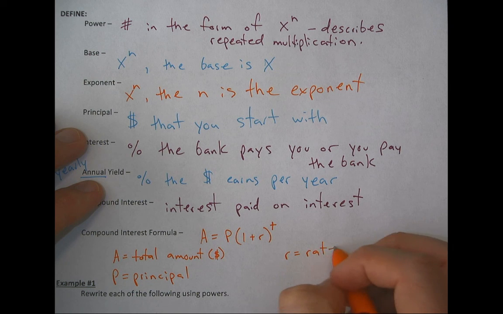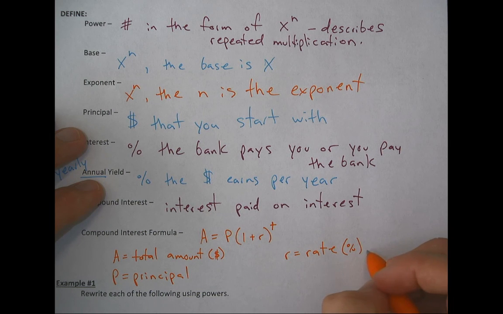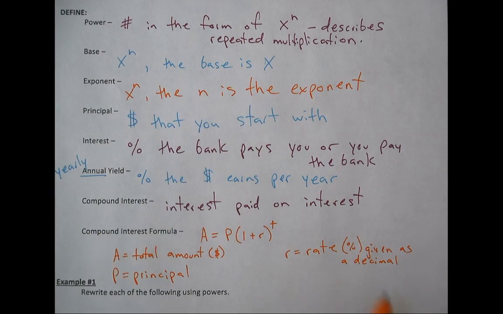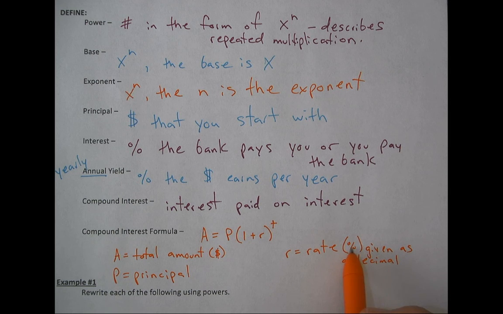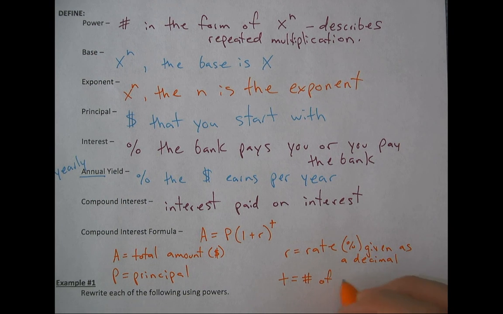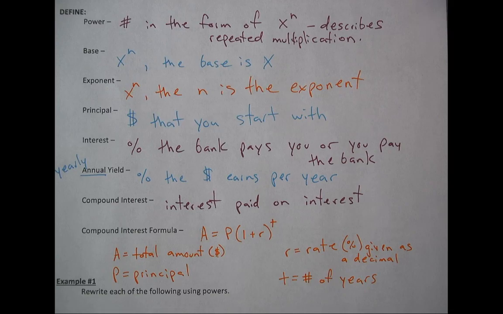R is your rate, which is your percentage, but it's given as a decimal. So if we're talking 10%, it's going to say 0.1 or 0.10. If we're talking 5%, it's going to be 0.05. So it's the rate that you're earning or that you're paying, but it's not going to be written as a percent, it's going to be written as a decimal. And T represents time, but we're going to be using it as years. Okay, so T is time, but it's number of years.